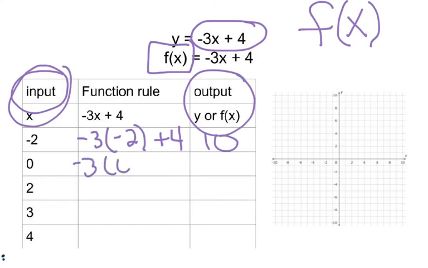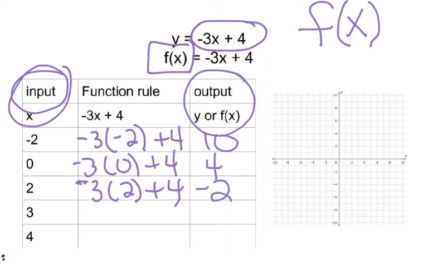-3 times 0 plus 4. -3 times 0 is 0 plus 4 is 4. Again, you can use your calculator. But the key here is to understand that your input value replaces the x. Then you do the math to get your output value. So that's -6, that's -2.